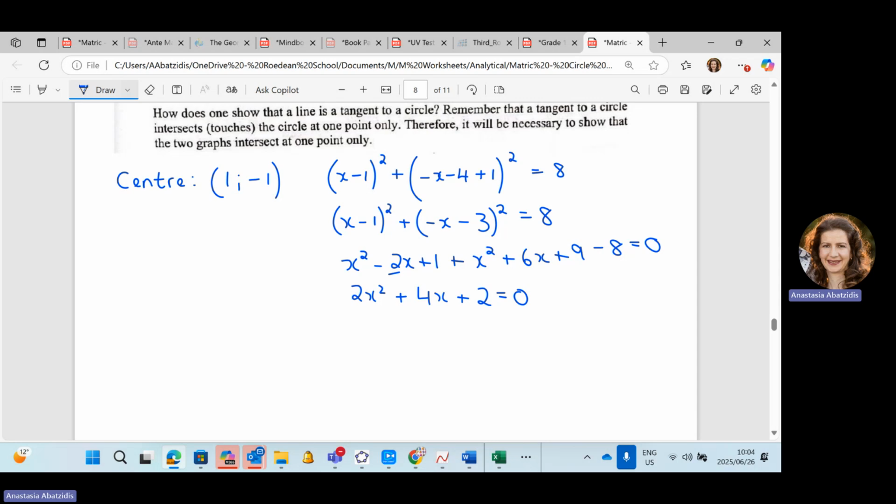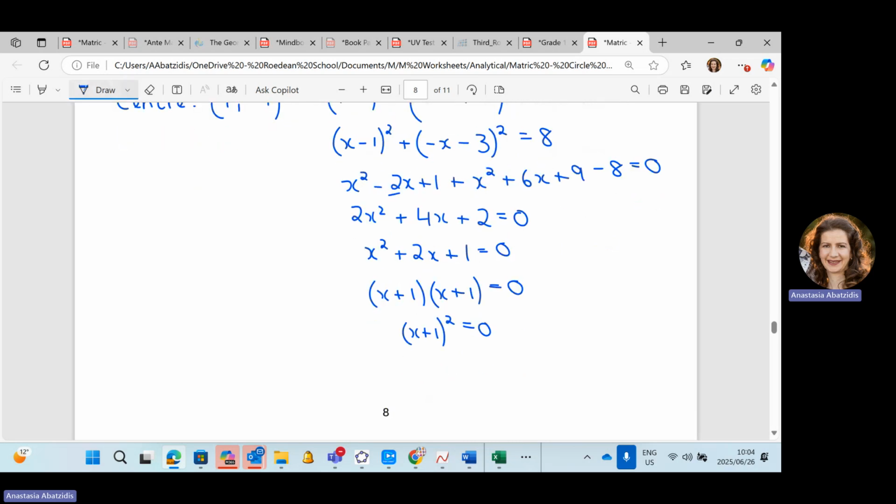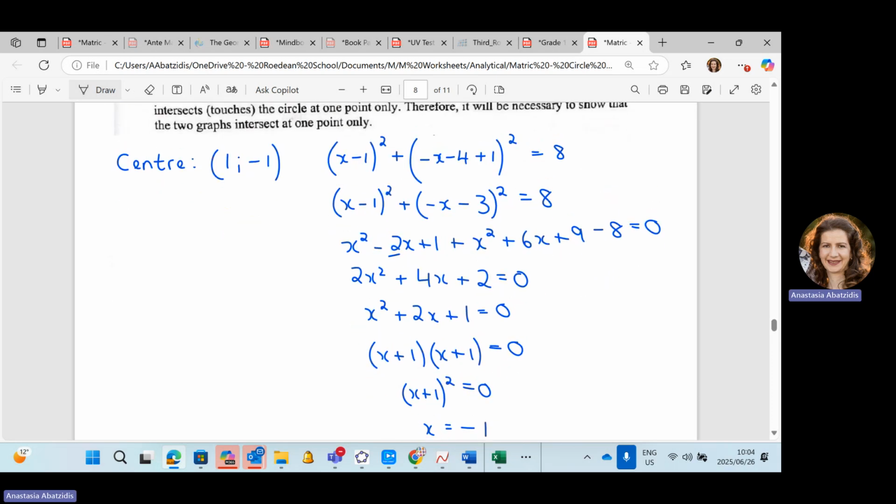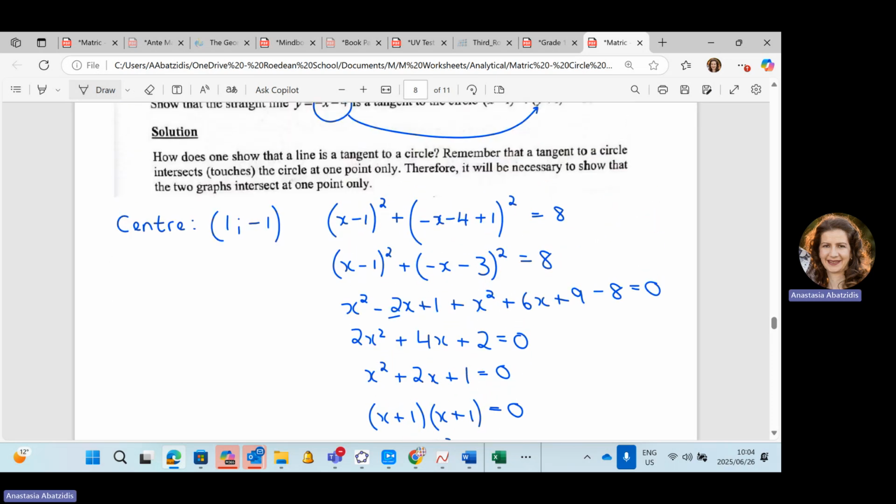Okay, if we want to factorize that trinomial, the first thing we can do is divide by 2. And then when we factorize that, we get 2 brackets that are the same. So x plus 1 all squared is 0. So how many points of intersection are there? X is -1. There's only one answer. So if there's only one answer, it means that the straight line and the circle intersect at one point, which means the straight line is tangential to the circle.